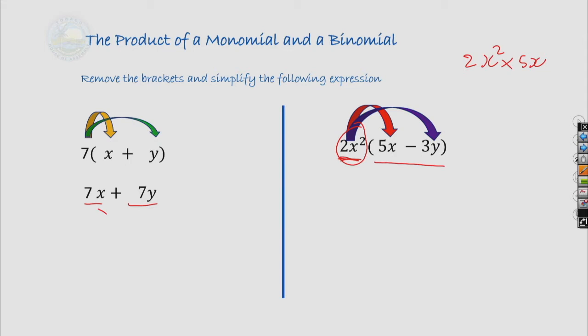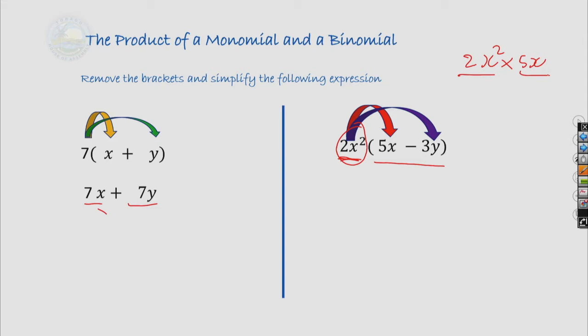So it is 2x squared multiplied by 5x. Remember, we said that multiplication is commutative. Commutative says that we can rearrange them. The answer would still be the same. And that 2x squared is 2 multiplied by x squared, and 5x is 5 multiplied by x.